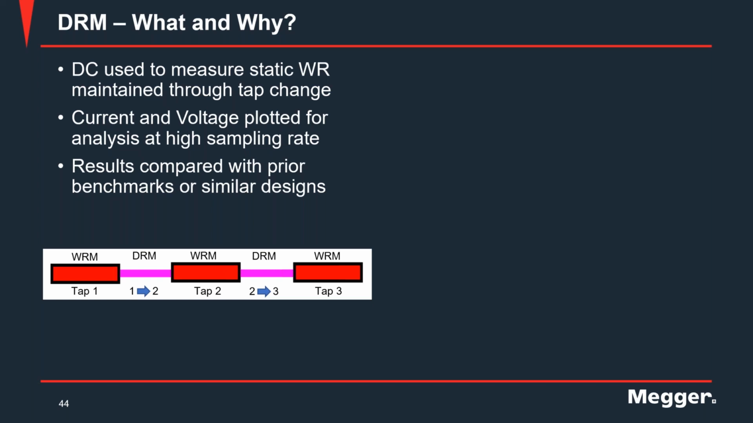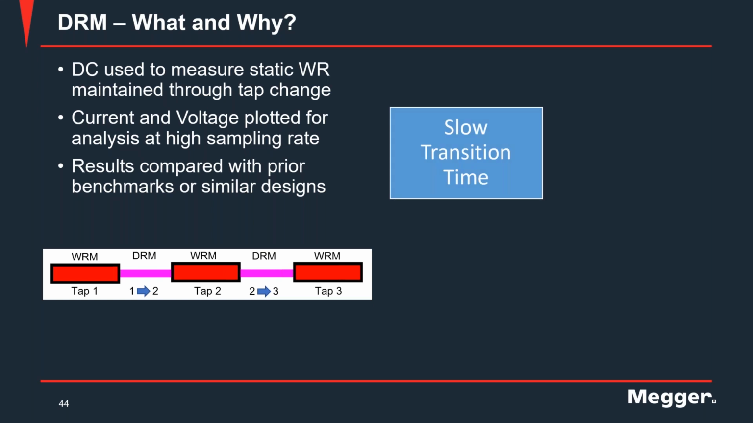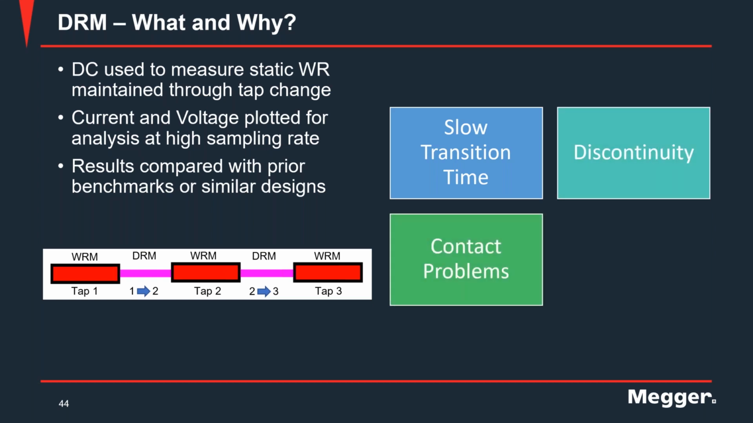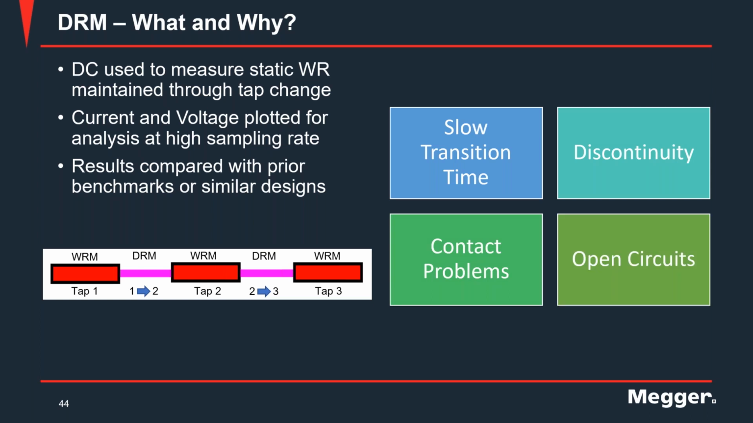And then the type of problems that you may see diagnosed with this would be issues such as slow transition time. So let's say you have a resistive type tap changer that has an issue with some internal springs, or maybe a resistor is having issues. You will see that during this test. Any discontinuity issues or contact problems, and even open circuits will be detected using the dynamic resistance method.